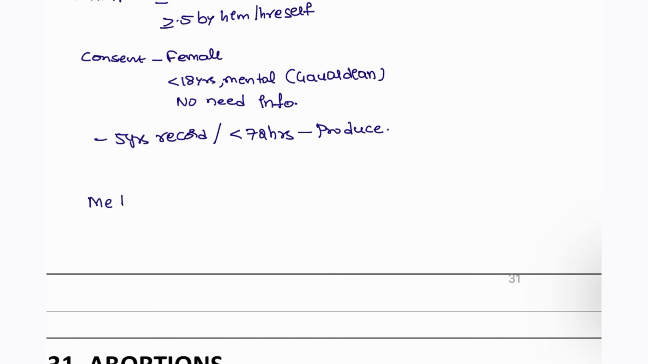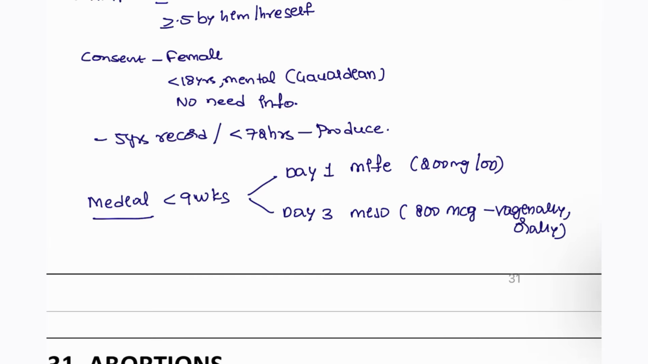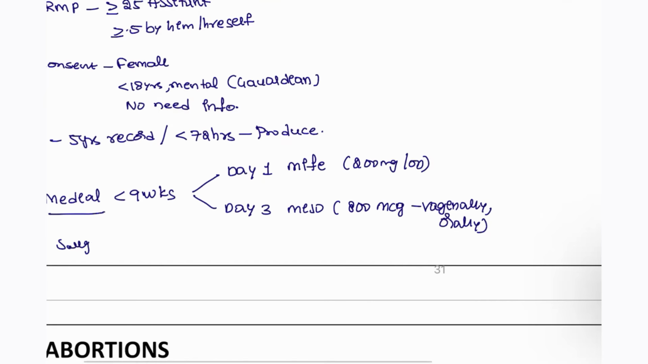Next, medical abortion. This is done at less than 9 weeks only. You give the drugs on day 1: mifepristone, 200 mg orally, one dose is enough. After a gap, on day 3, misoprostol is given, 800 micrograms. It can be given vaginally or orally. After that, for surgical abortion beyond 9 weeks, we are going to use suction and evacuation.